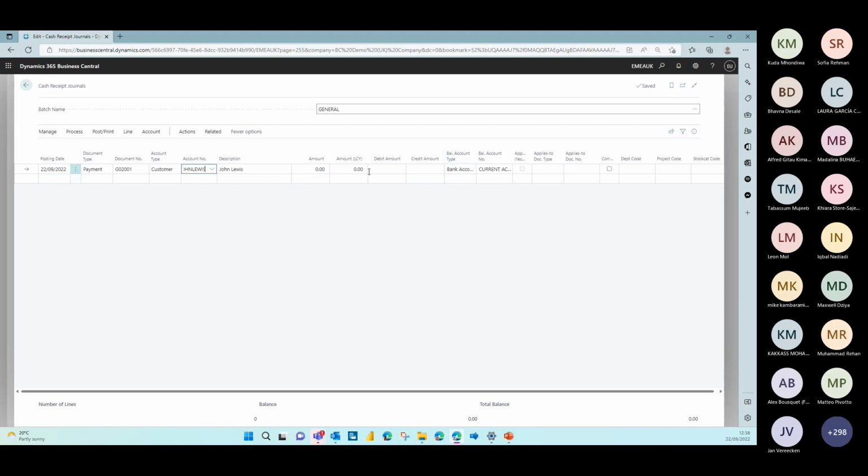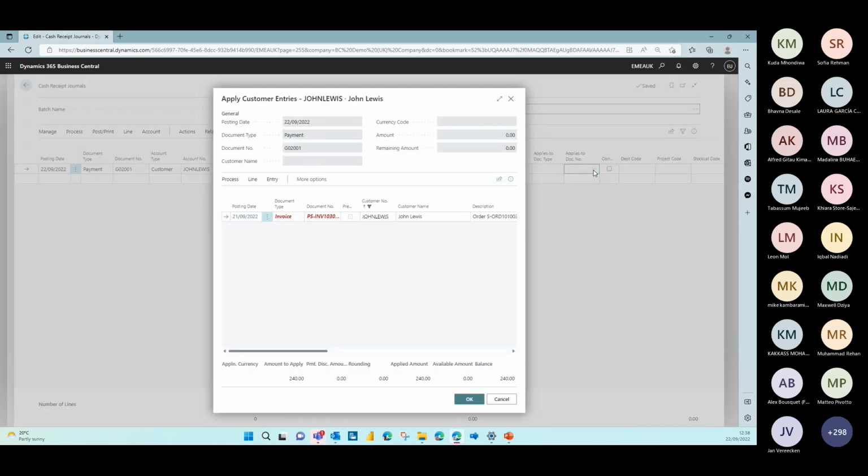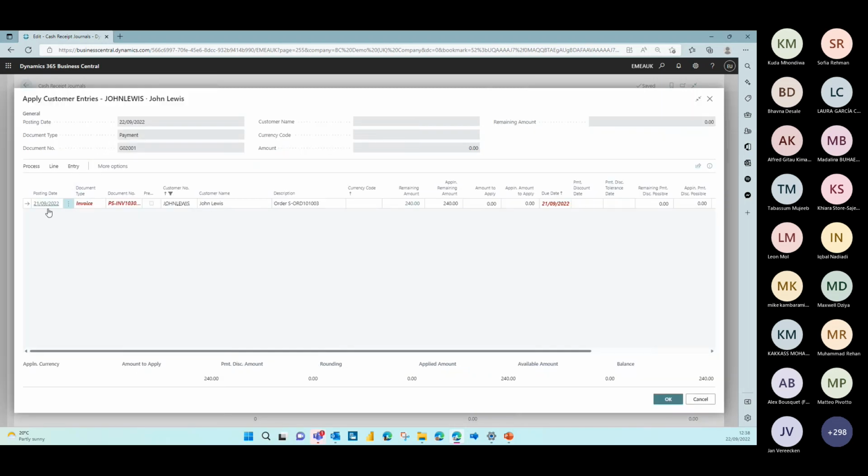Now, because I have an invoice already, I don't fill in the amount here. What I'm going to do is click on this, apply, because this is where you're trying to link the invoice to the payment. And I'm going to say they're going to pay all of this. So go OK.